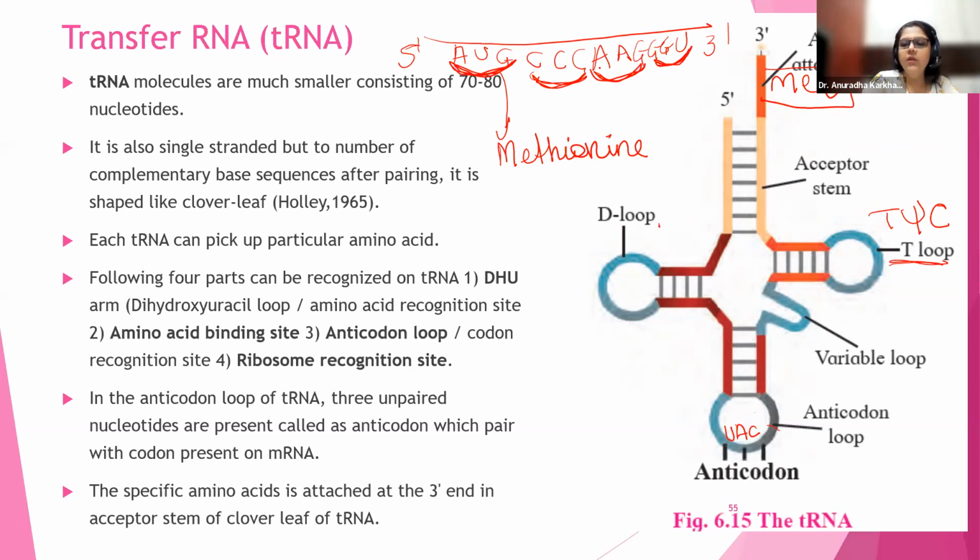Between 5 and 3. This is a variable loop. Till today we don't know what is the function of this variable loop. ये जो है ना, ये वाला, इसको हम variable loop कहते हैं. But हमें ही पता नहीं अभी तक इसका function क्या है variable loop का. Okay?